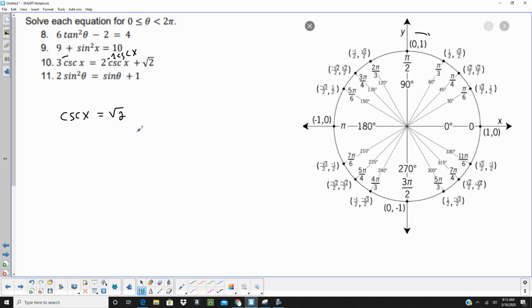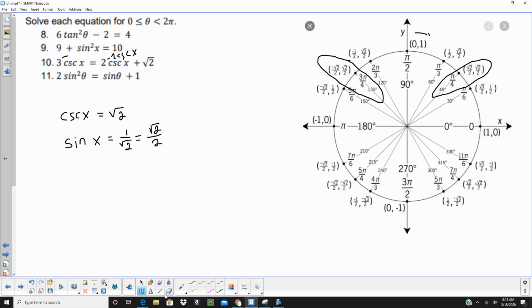This is like the one that we just did on the previous page. Take the reciprocal of both sides. The reciprocal of cosecant is sine. So sine x is 1 over radical 2. You rationalize that, and you get radical 2 over 2. So I look for where my y-coordinate is radical 2 over 2, right here at pi over 4, and right here at 3 pi over 4.